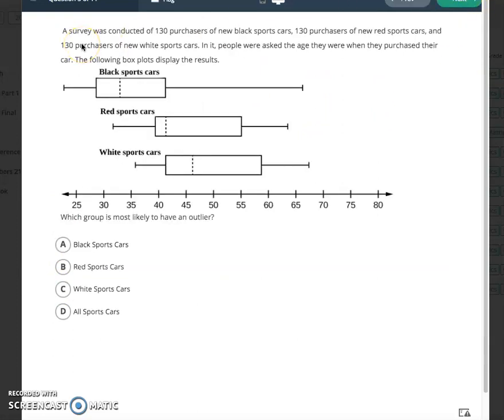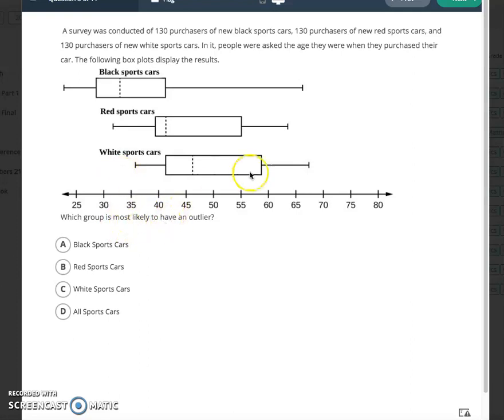Okay, a survey was conducted of 130 purchasers of new black sports cars, 130 purchasers of new red sports cars, and 130 purchasers of new white sports cars. In it, people were asked the age they were when they purchased their car. The following box plots display the results. Which group is most likely to have an outlier?